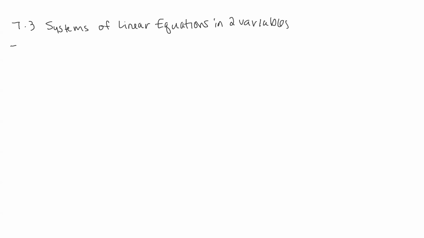Okay, so this is 7.3, systems of linear equations in two variables. All right, so first of all, a system is two equations that we solve simultaneously.